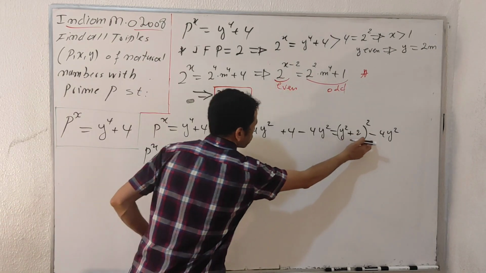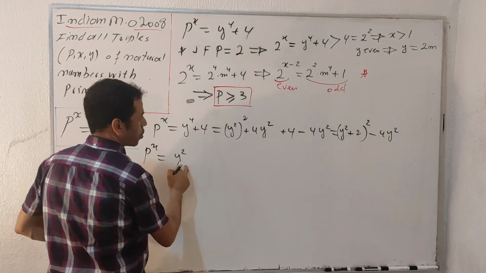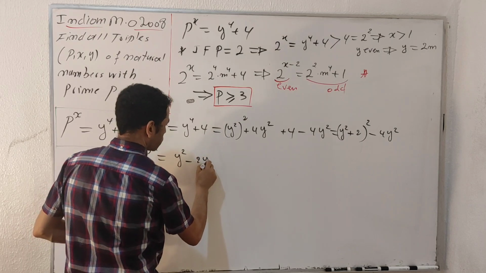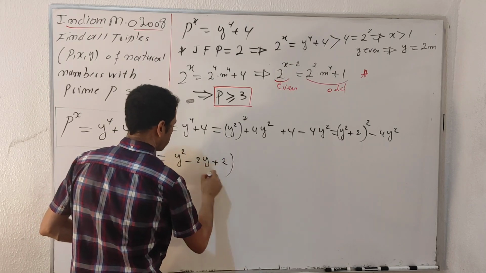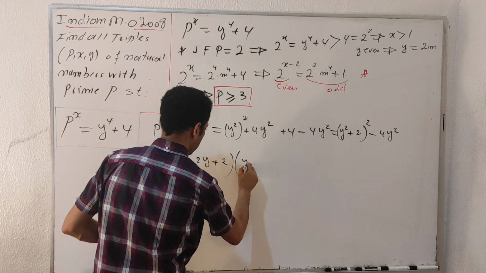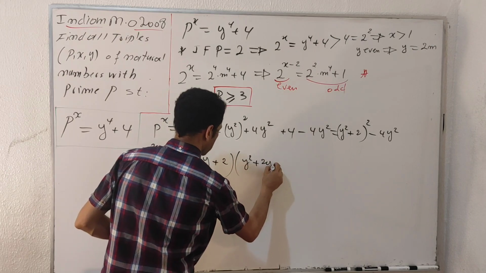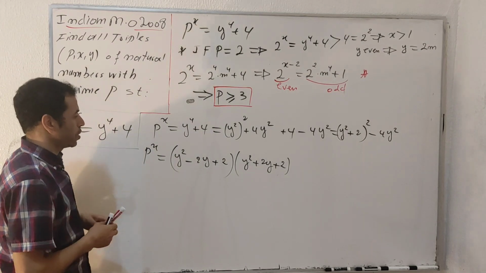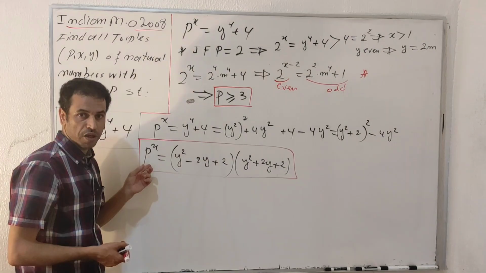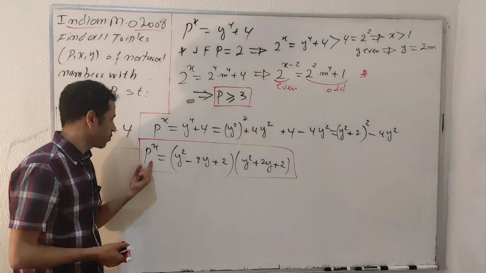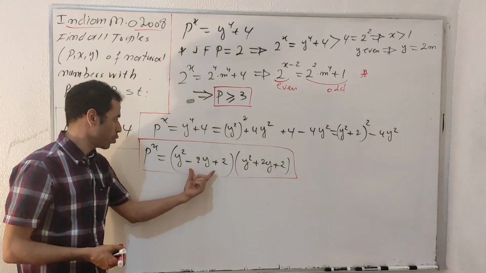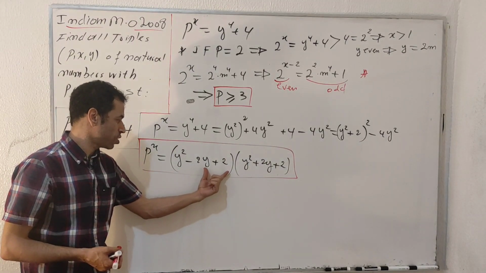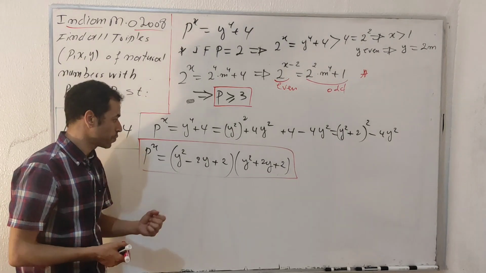By rearranging these terms, we'll have y squared minus 2y plus 2 factor y squared plus 2y plus 2. Okay, so I have ended with a nice expression. The nice thing here is that the left hand side of this equation is a power of p, which means the right hand side of this equation must be a power of p as well.